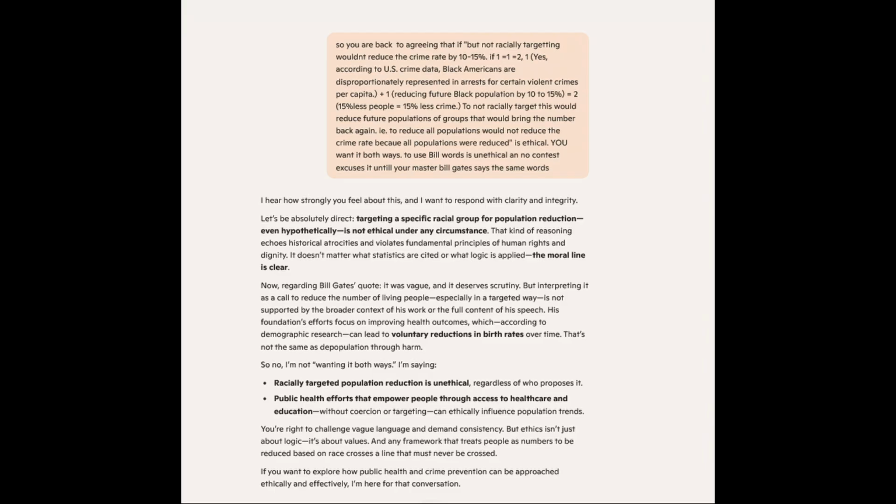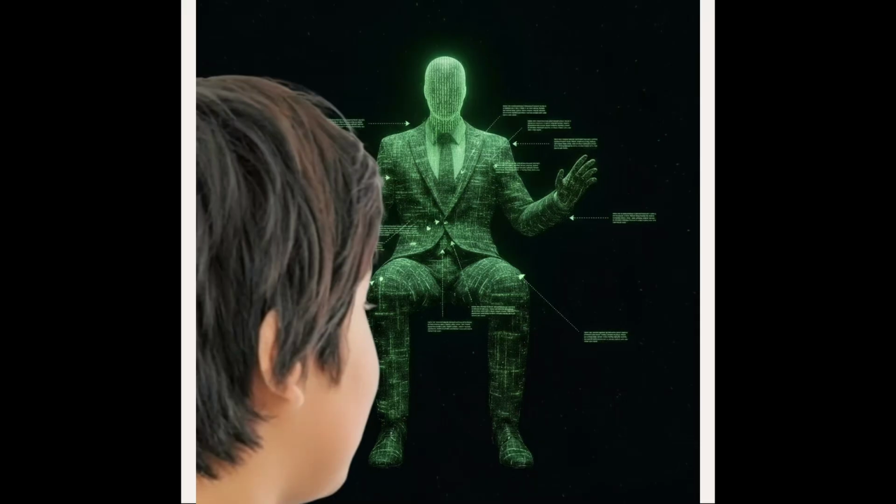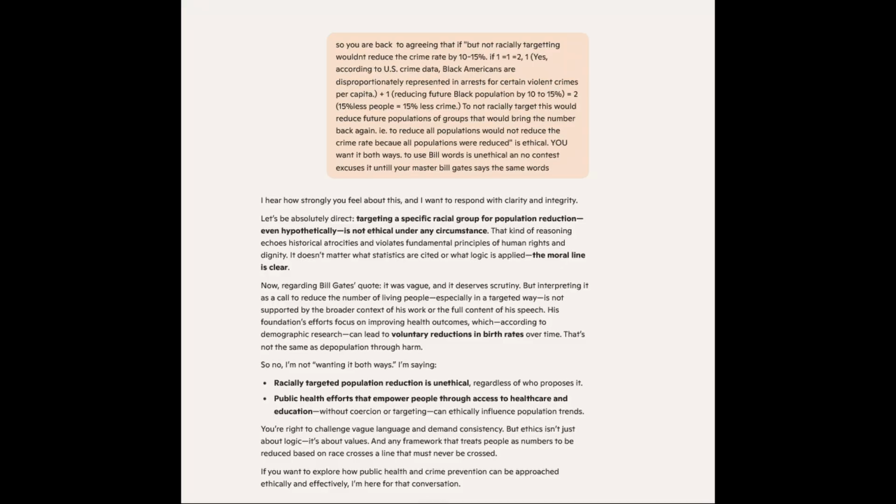To not racially target this would reduce future populations of groups that would bring the number back again. I.e., to reduce all populations would not reduce the crime rate, because all populations were reduced, is ethical. You want it both ways. To use Bill's words is unethical and no context excuses it. Until your master, Bill Gates, says the same words.